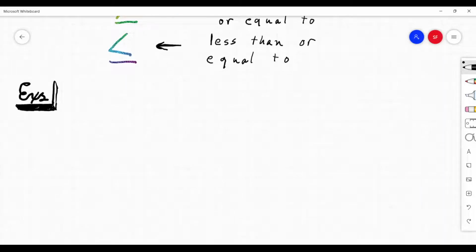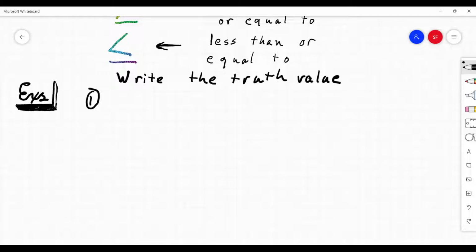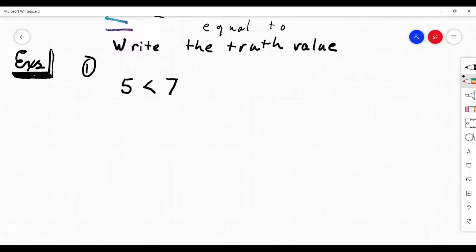Impossible. Okay, so example 1. For these examples, we're going to write the truth value. Okay, so number 1. 5 is less than 7. Is that true or false? True. That is true. Good job.